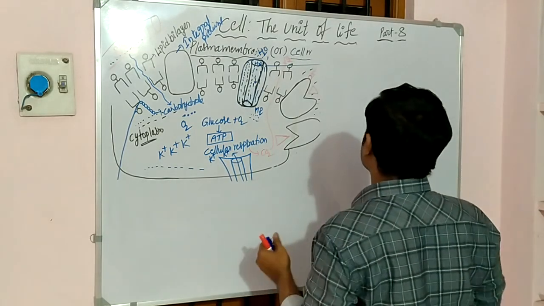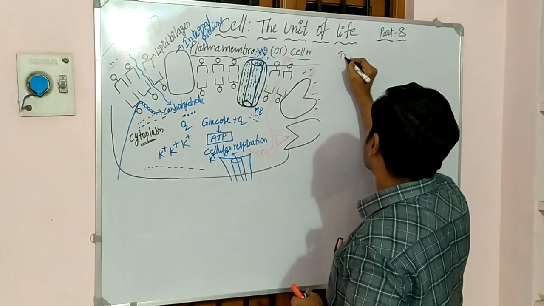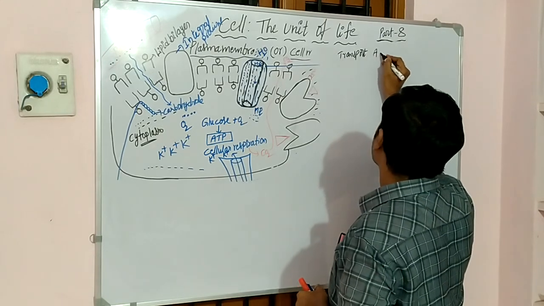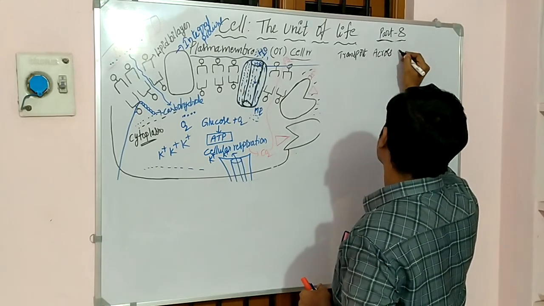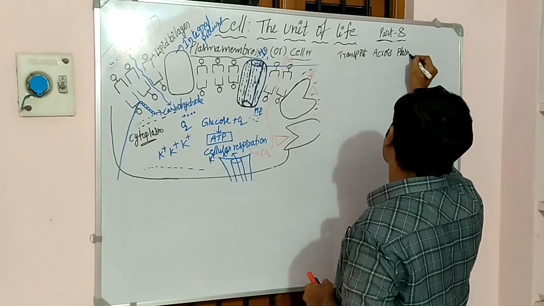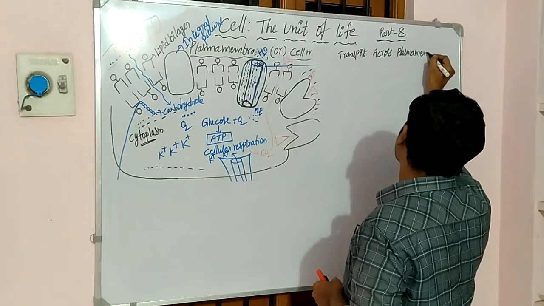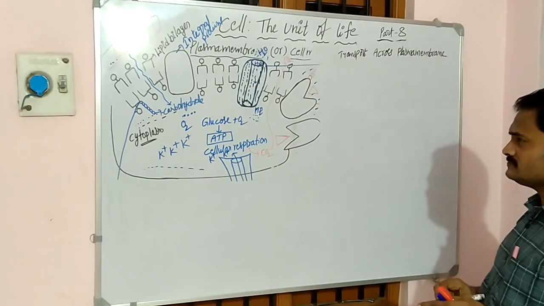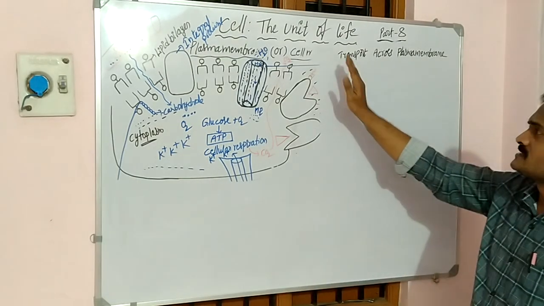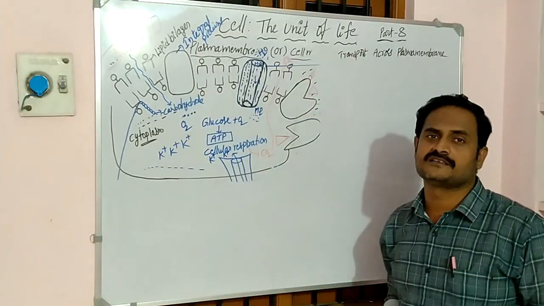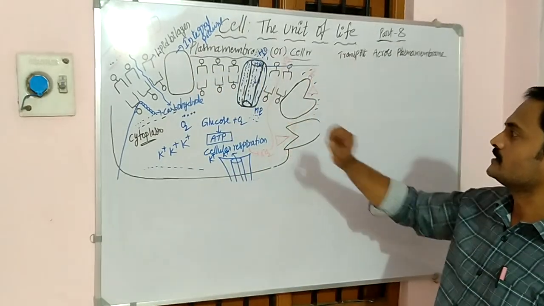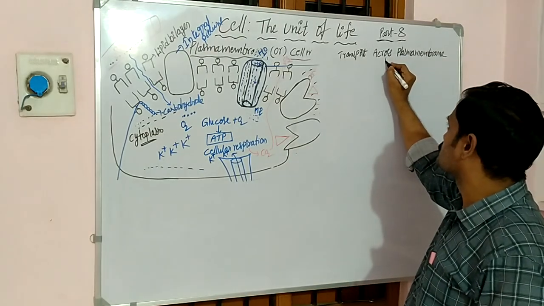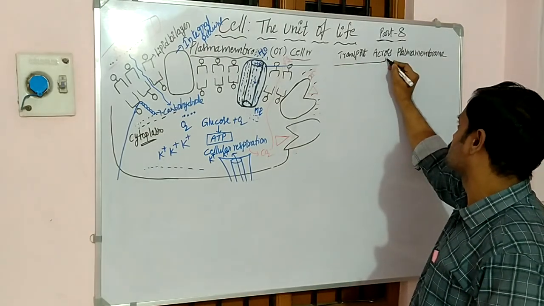Transport across the plasma membrane. Already we discussed that all transportation is not similar. They have some variation. So what are the variations? What type of transportation is seen in the plasma membrane?